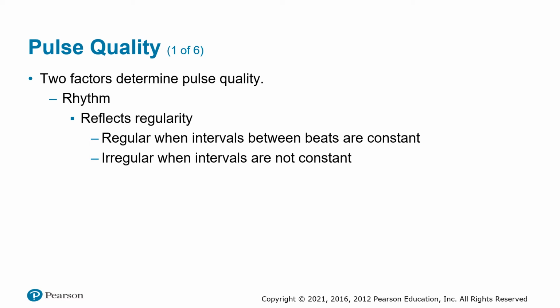Two factors determine pulse quality. So rhythm, and this reflects regularity. It's regular when the intervals between the beats are constant. So you've got a beat, beat, beat, beat, beat, beat, beat. Or it can be irregular. Irregular. Okay. You can also have irregularly irregular, where it's irregular and then on top of that it's even more irregular.